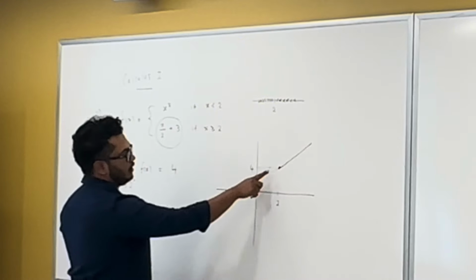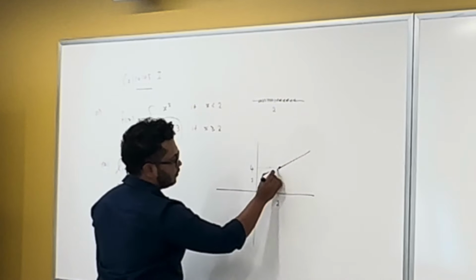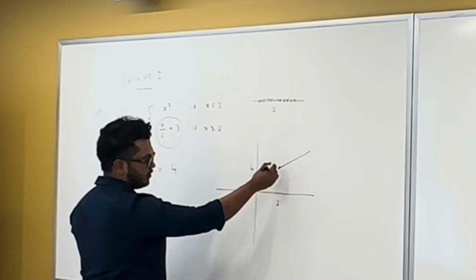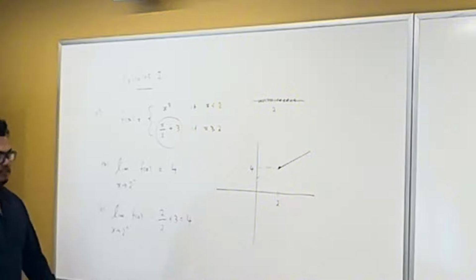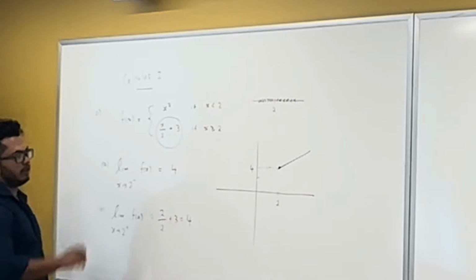Straight line. Okay, so let me draw it like this. If you extended it, it goes through 3 actually, but you don't need to draw it. If you extended it, the y-intercept is 3. The slope is positive half, so it's going like that.